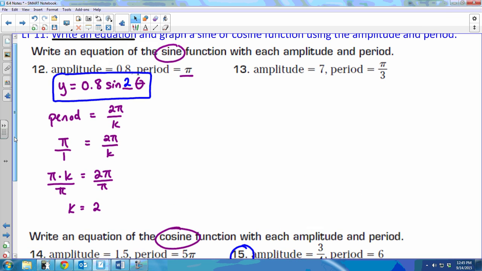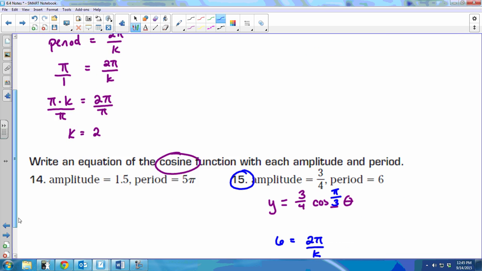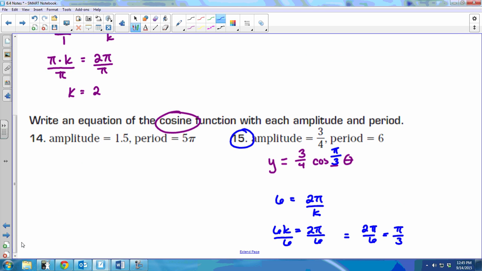Okay. On the sine curve, this one right here, we have an amplitude of 7 and a period of pi over 3. You should have y equals 7 times the sine of 6 theta. So I need to go over how I got that. Any questions on that one? Okay. Then on the other cosine curve, amplitude of 1.5 and period of 5 pi, you should have y equals 1.5 cosine of 2/5 theta. Any questions about that one?